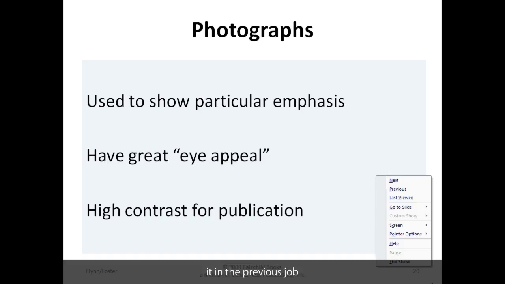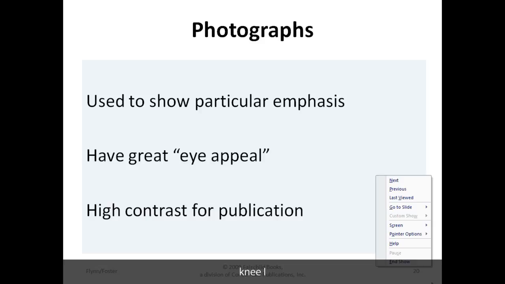And last, we're going to look at photographs. And these are used to show particular emphasis. And they're a great way, actually, if you're looking at attitudes, to explain attitudes by the look on someone's face. If you use photographs, they need to have great eye appeal. And it needs to show what your consumer was looking at or what their attitude that they had.